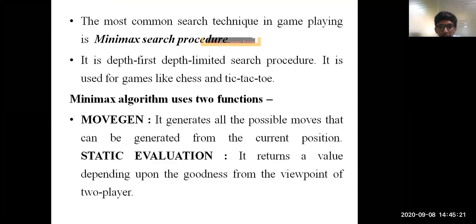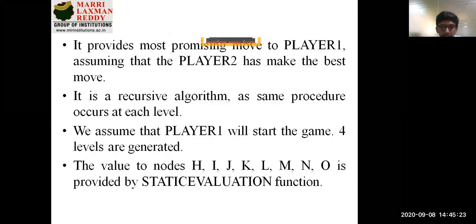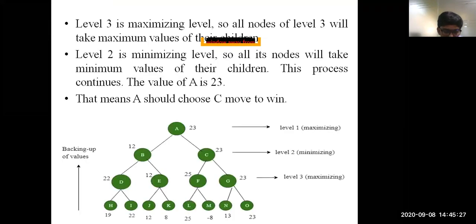The static evaluation function will be giving the values with respect to the final nodes. So now, how to understand this min-max strategy. Looking at the tree, you can see level 1, 2, 3 and 4. Level 1 is the top level.